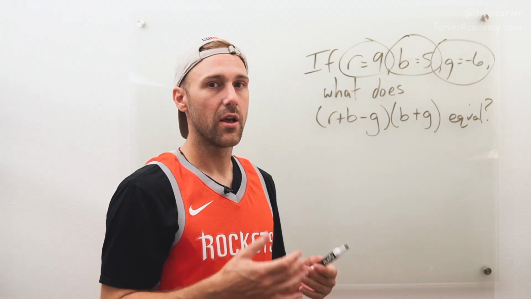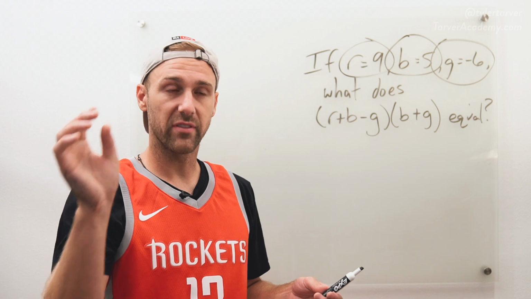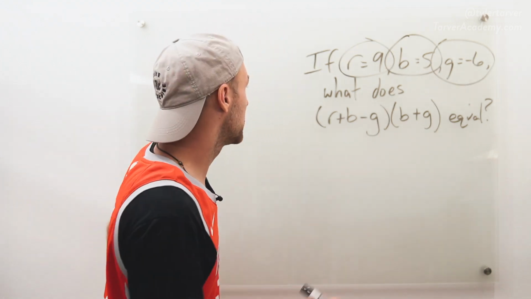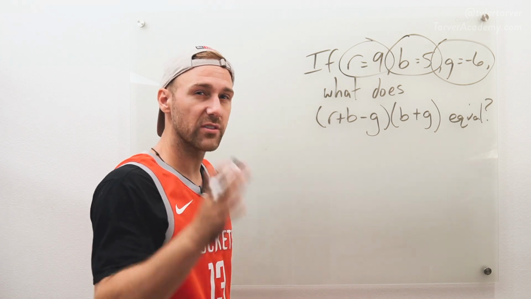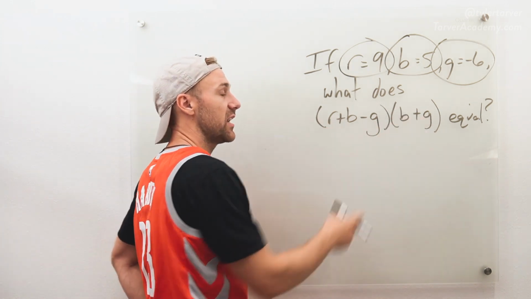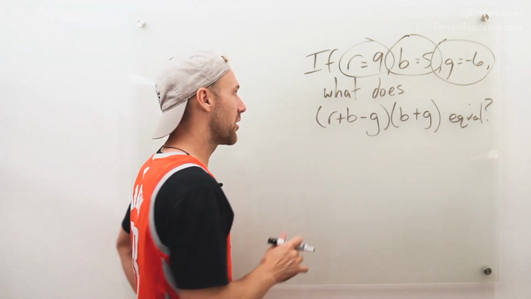We're still going to do the Please Excuse My Dear Aunt Sally, remember that? Parentheses, exponents, multiply, divide, add, subtract. But the first thing we gotta do is be very careful about putting the correct numbers in here. If we don't, we're most likely going to get this wrong, but we're going to do it right. So here we go.